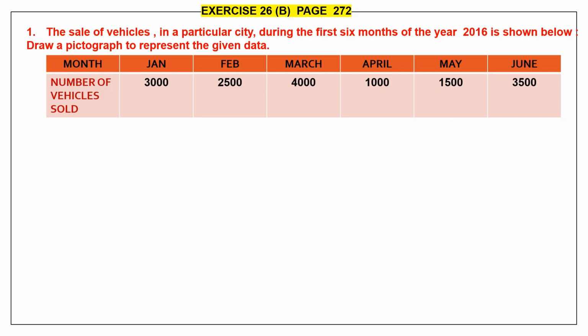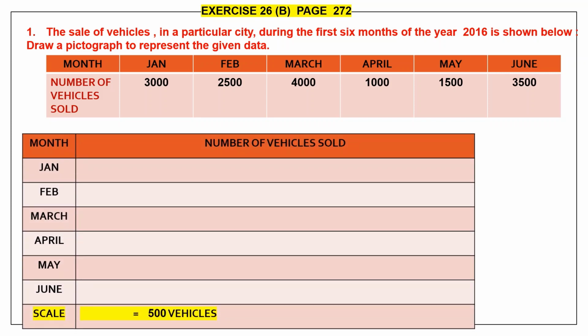Right, now the first one. The question says the sale of vehicles in a particular city during the first 6 months of the year 2016 is shown below. We need to draw a pictograph to represent this given data. The first step is, by looking at this table, we have to think of how many columns to draw. As you can see, we have two rows here: one is month and the second row is number of vehicles sold. We put that in the form of a table like this.